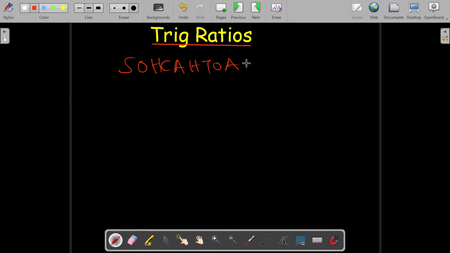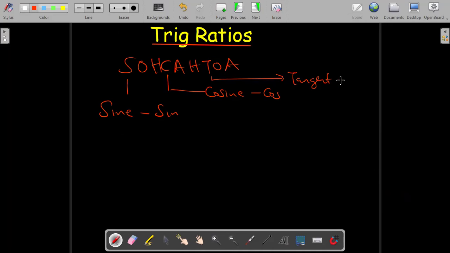So now when I'm dealing with my trig ratios, the S is for sine, which is written as sin, the shortcut. Then the C is for cosine, which we write as cos. Then that there is for tangent, and in short, we just write it as tan. So these are the trig ratios which we are introduced to, and I'm sure you have come across them.